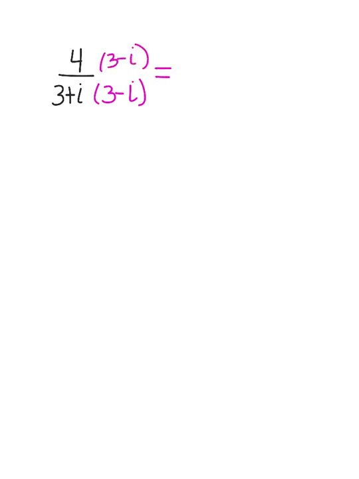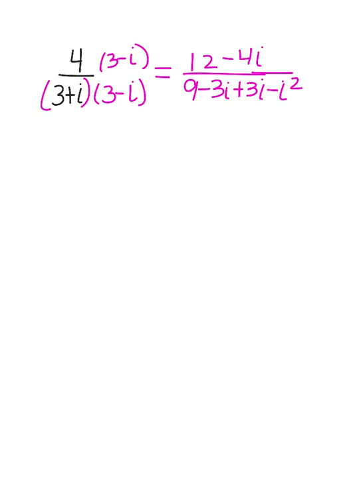So distribute the numerator. I get 12 minus 4i. In the denominator, I'm going to double distribute. So I get 9 minus 3i plus 3i minus i squared. So negative 3i and positive 3i cancel. So the minus i squared becomes plus 1. So it's 12 minus 4i over 10.